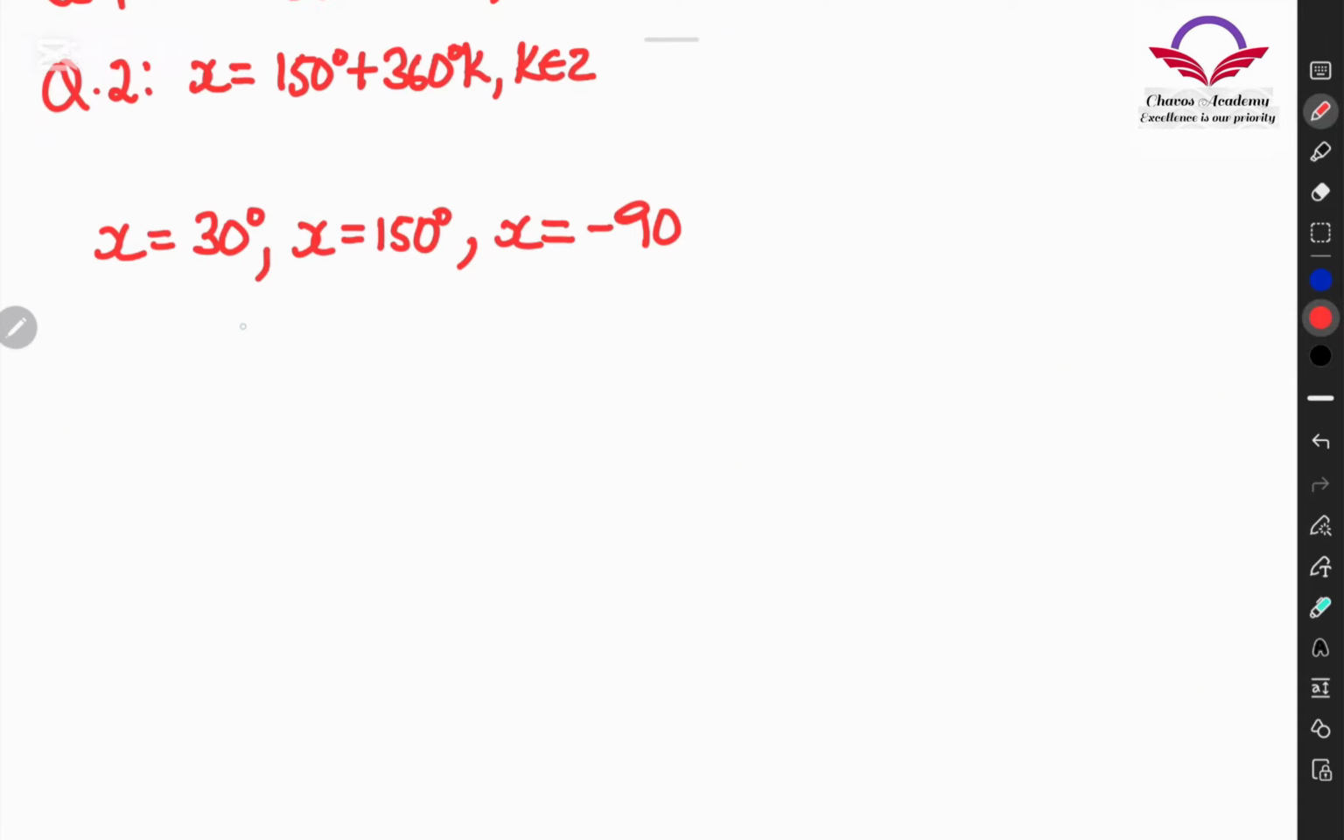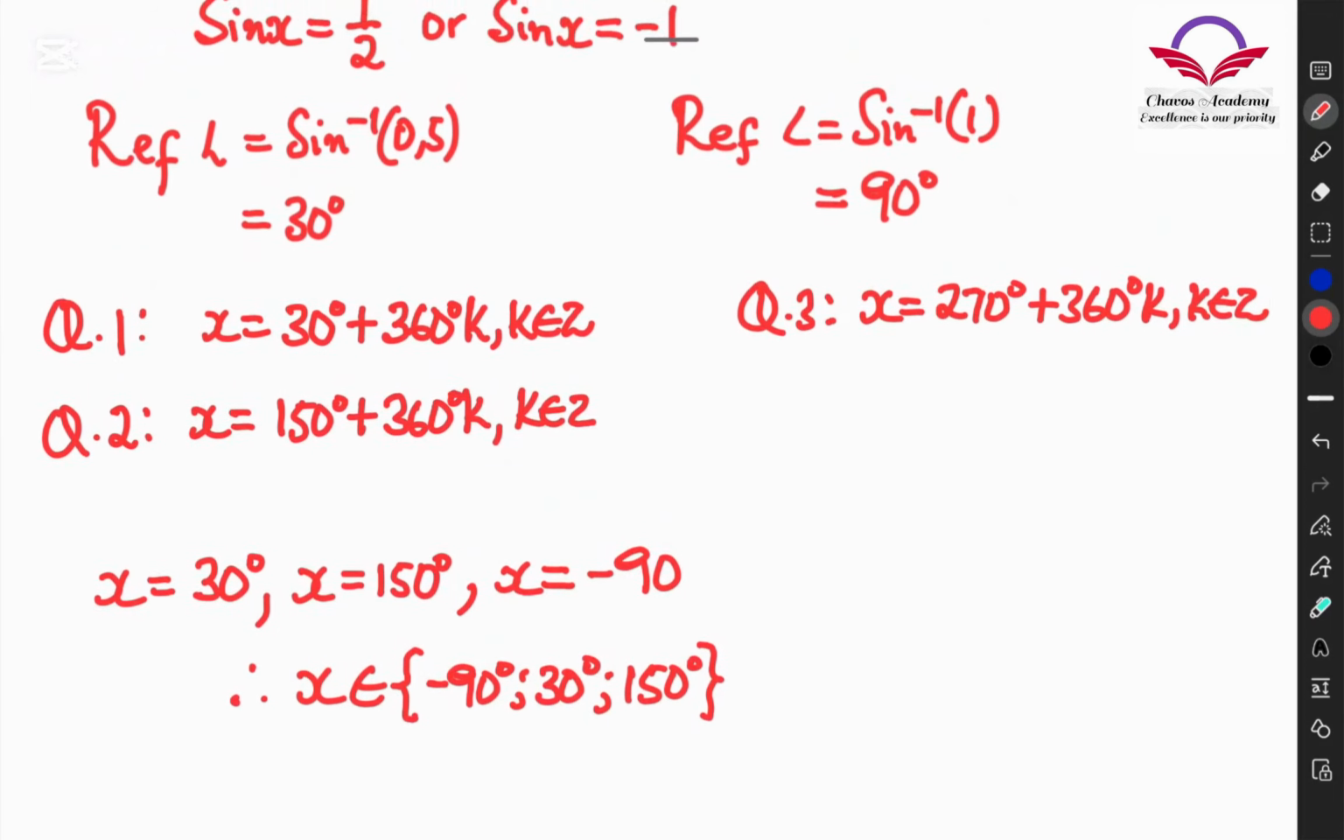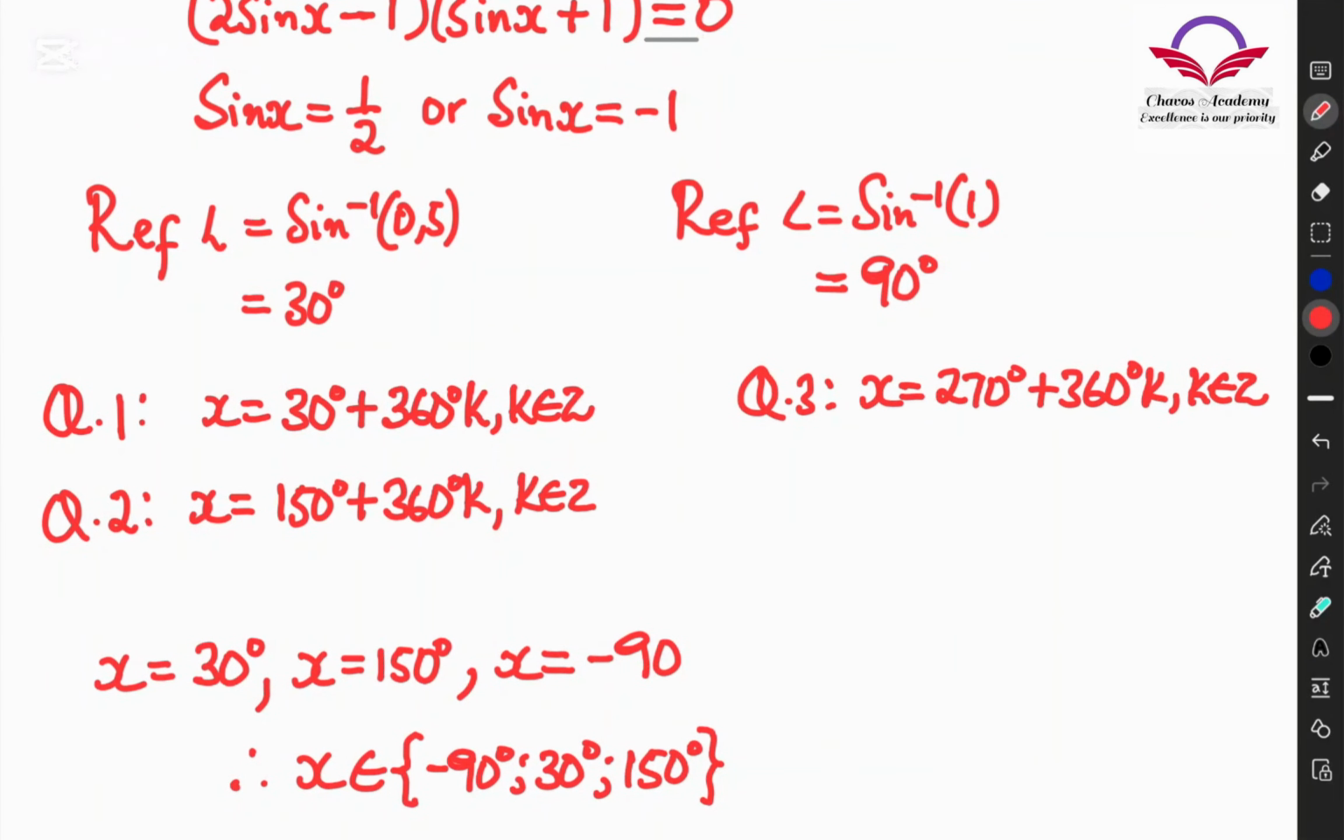Let's write them nicely. We're going to write them as x element of -90, followed by 30, and lastly will be 150. That's the answer.